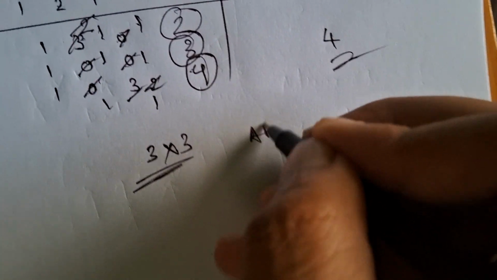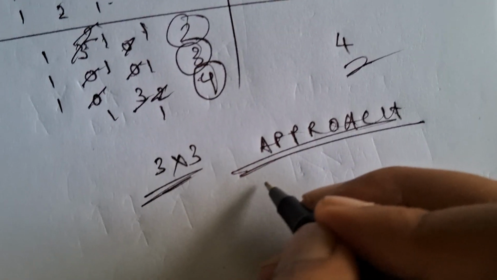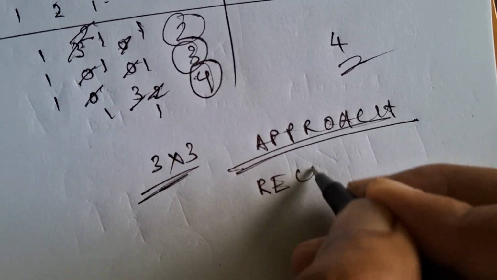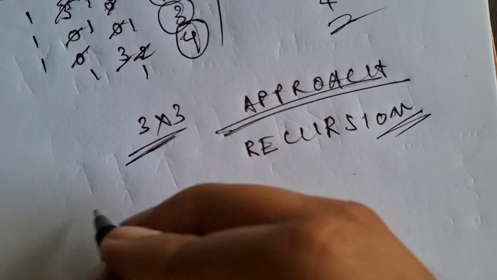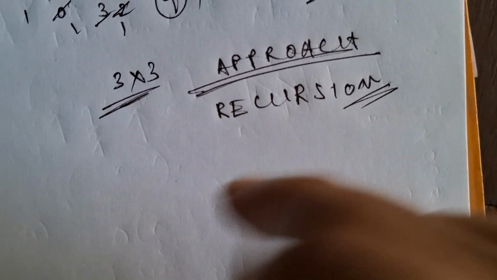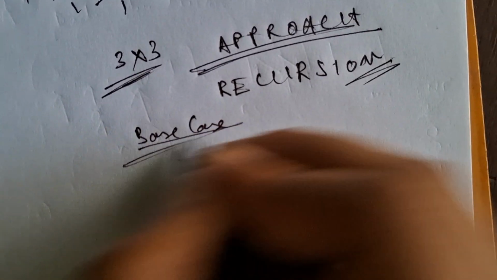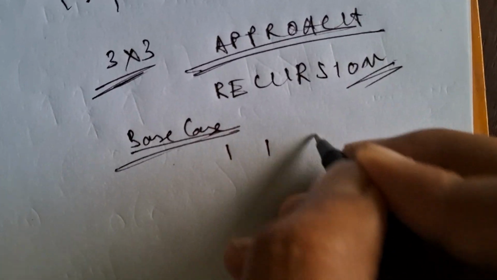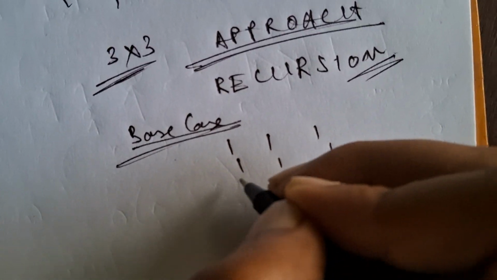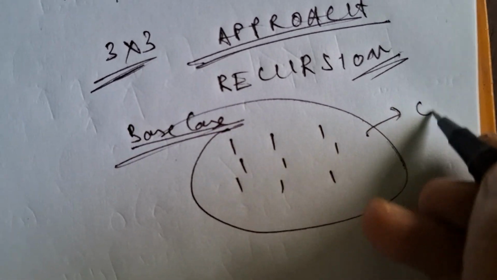Now the approach is you have to use recursion for this. For recursion there are 2 cases: one is the base case, another is the recursive case. First we are going to discuss the base case, that is a grid of all 1s. If the grid is this, you have to return 0, right?